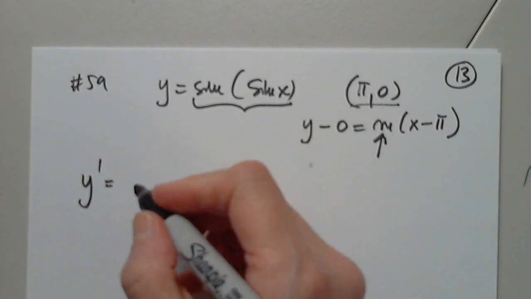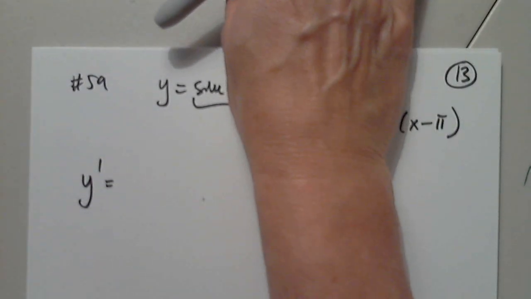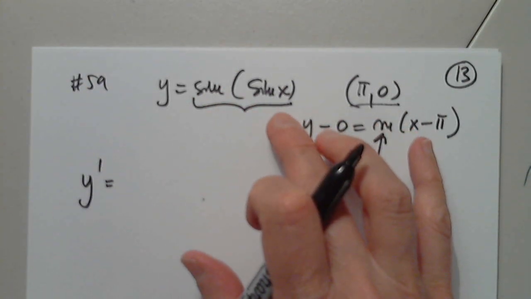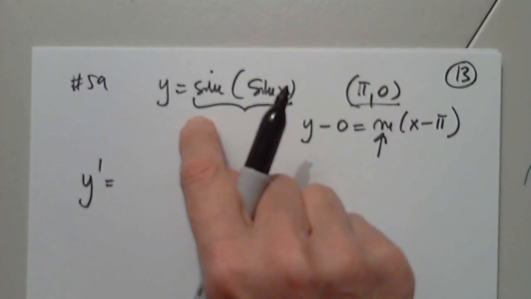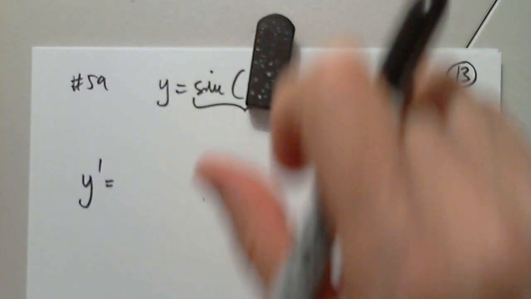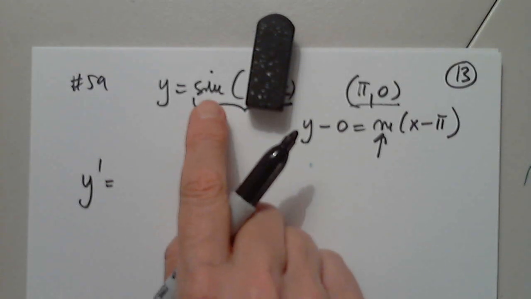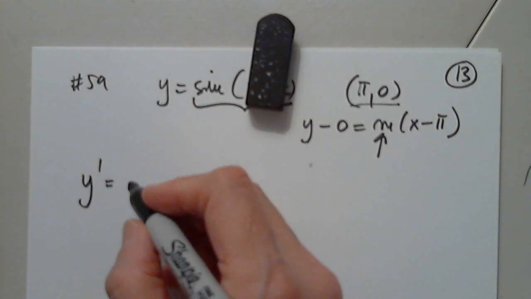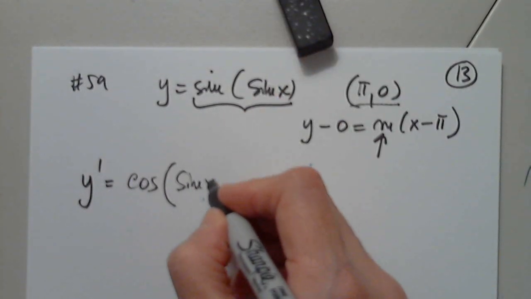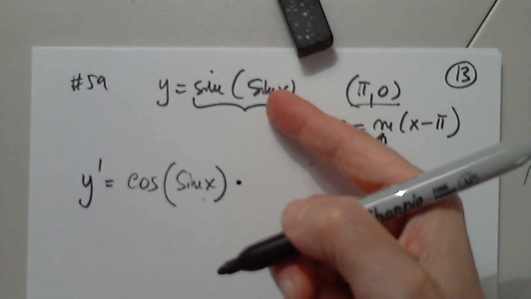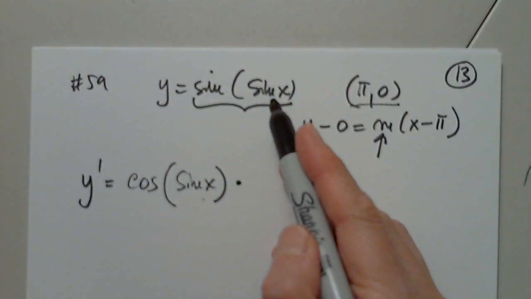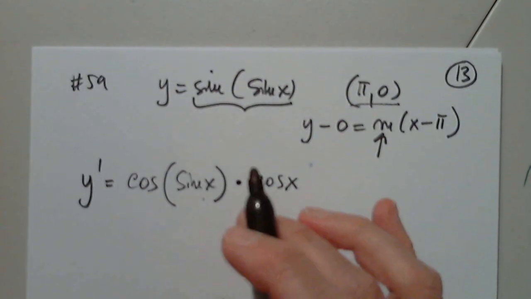It's going to be sine prime times sine. Nope, it's not times. It's sine of sine x. This is sine applied to sine. This is the outer, this is the inner. So let's differentiate the outer. What do we get when we differentiate the outer? Cosine of the argument, awesome, times the inner function prime. Cosine. Very good. This is it.